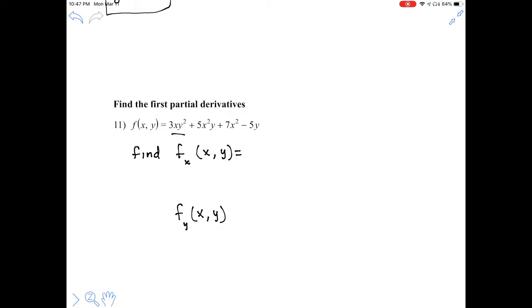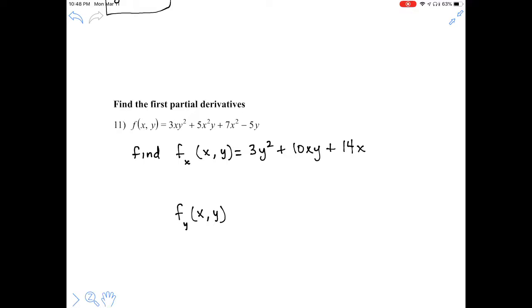Y is representing just a number, so it's a constant really. So looking at this first term, rather than 3 being a coefficient of x, you need to consider 3y squared is a coefficient of x. And then if you take the derivative, that just becomes 3y squared. Next term, the 5 and the y are coefficients. That's just going to stay coefficients. And then the derivative of x squared is 2x. So the 2 would multiply with the 5 and make 10xy.